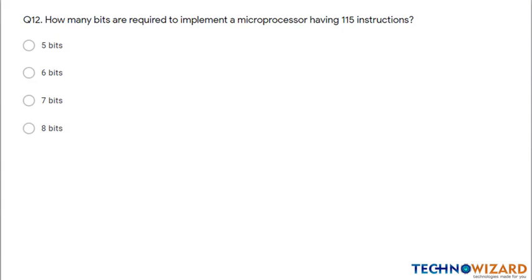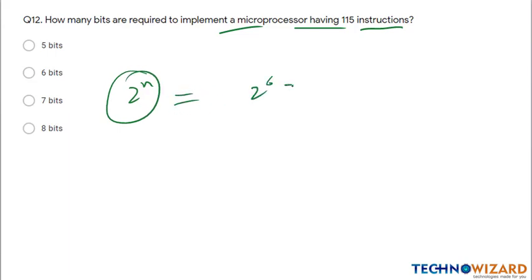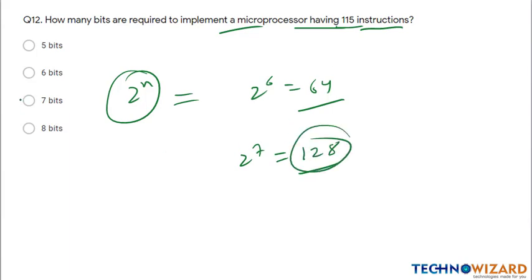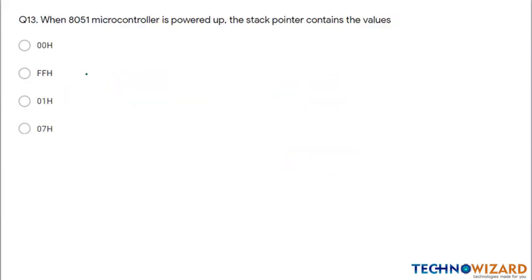How many bits are required to implement a microprocessor having 115 instructions? If we say that 2 to the power n is the total instructions in a microprocessor, then 2 to the power 6 is 64, and we have to implement 115 instructions. Then 2 raised to power 7 is 128 instructions. Therefore, 7 bits are required to implement a microprocessor having 115 instructions.